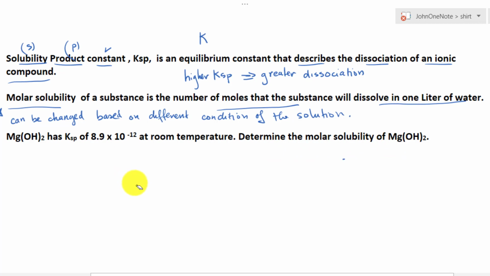If you notice, based on the solubility rules, magnesium hydroxide is not going to be soluble. And the value of KSP for magnesium hydroxide is extremely small. That's negative 12. That means it's not going to dissolve or dissociate in water a lot.